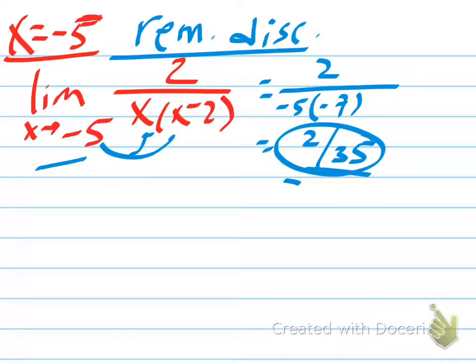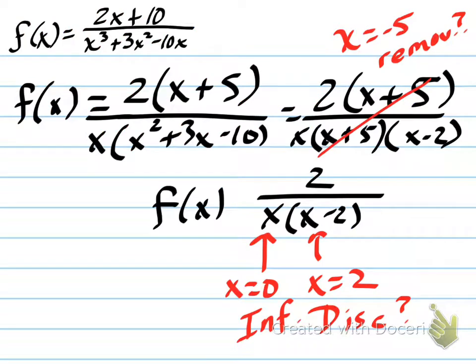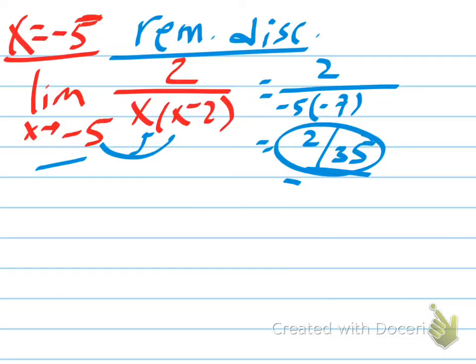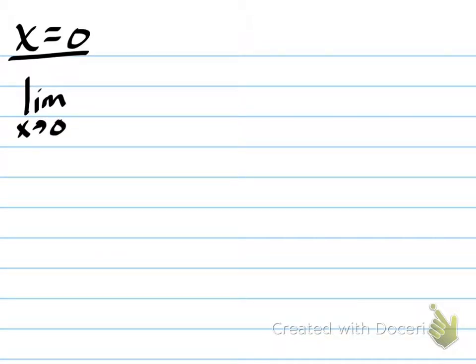I have two candidates for infinite discontinuities, and those are, going back here, x equals 0 and x equals 2. So I'm going to justify each of those individually. So let's first start with x equals 0. Is x equals 0 an infinite discontinuity? Well, to justify that, I need to take the limit approaching 0 of my cleaned up version of the function, which is this guy right here. And if I try that, I'm going to end up with 2 over 0.